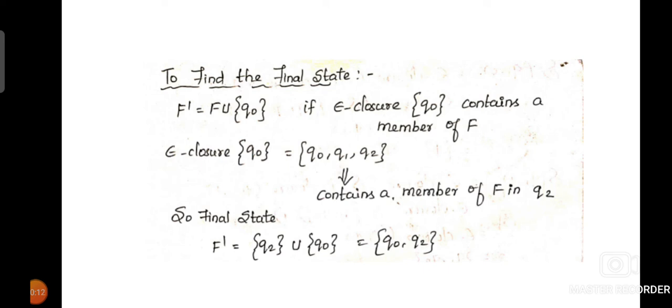So Q2 is the member of epsilon closure of Q0, isn't it? We should remember epsilon closure of Q0 equal to Q0, Q1, Q2. So F in our system is Q2, and Q2 is the member of epsilon closure of Q0. Since it satisfies the condition, we have to add Q2 along with Q0 as our final states. So our final states will be Q2 union Q0, that is Q0 and Q2. Both states will be our final states.